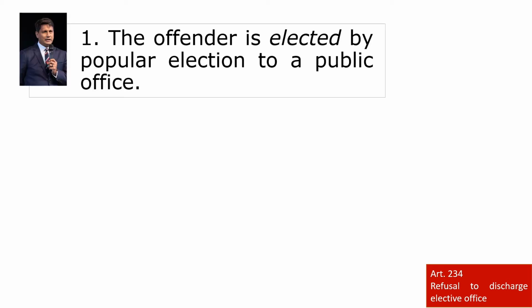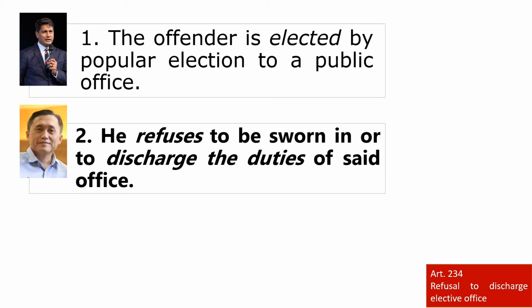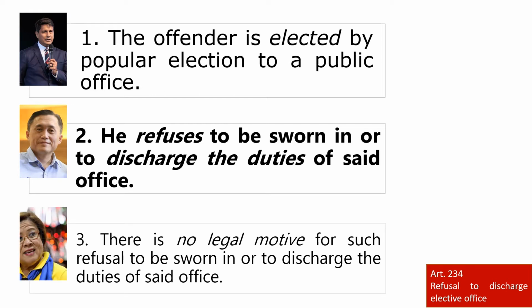Let's go to Article 234, that is your refusal to discharge elective office. So what are the elements? Number 1, the offender is elected by popular election to a public office. So take note ha, your offender is an elected officer. Number 2, that elected officer refuses to be sworn in or he refuses to discharge the duties of his office. Number 3, there is no legal motive for the refusal to be sworn in or the refusal to discharge the duties of said office.